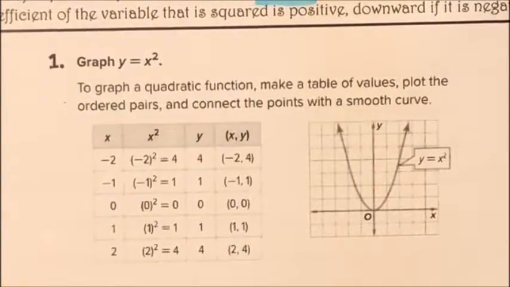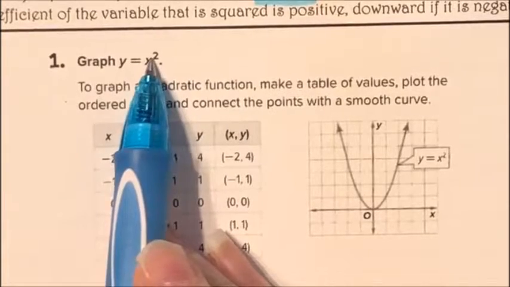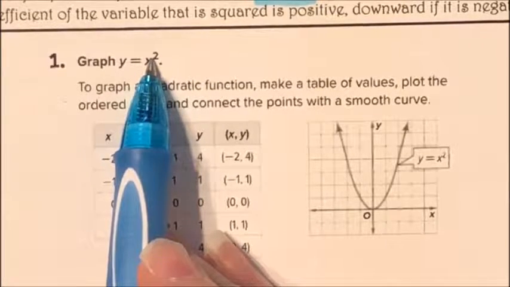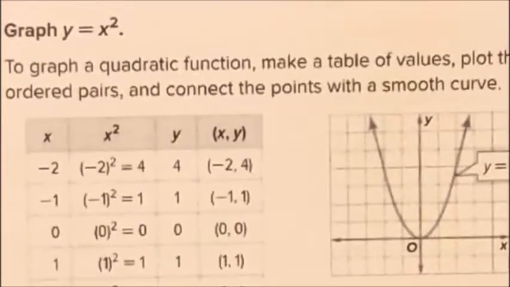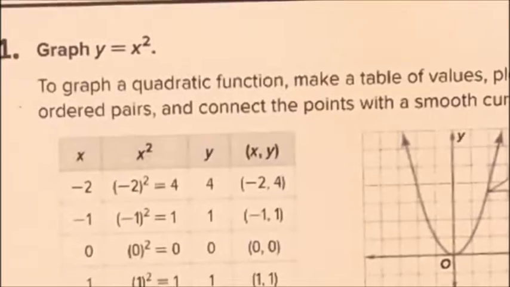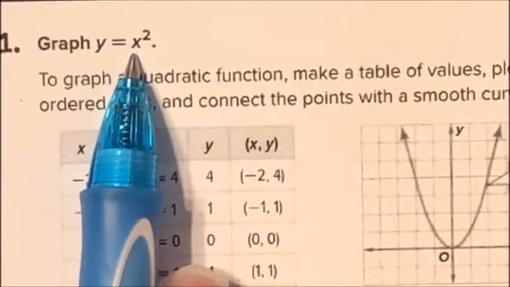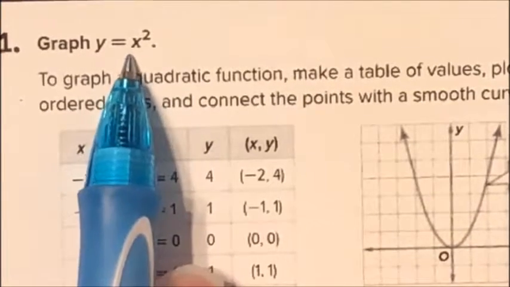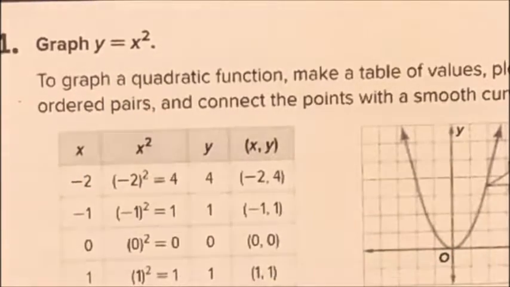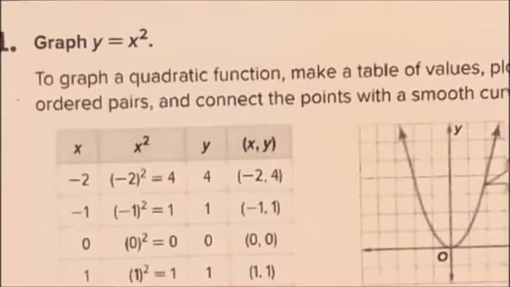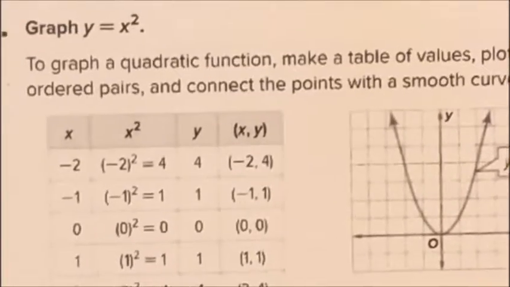So what they're talking about here, let's look at the first example. You have the x squared, right? That means that's going to be a quadratic function. This 2 means it's a quadratic function. Now, if you look at the x value, the coefficient in front of x is positive 1, which means I'm going to have an upward function.